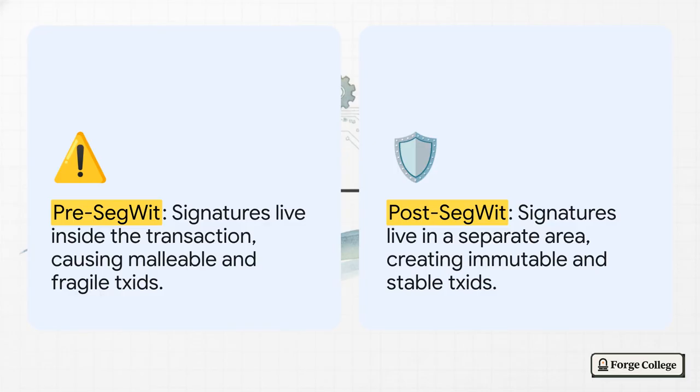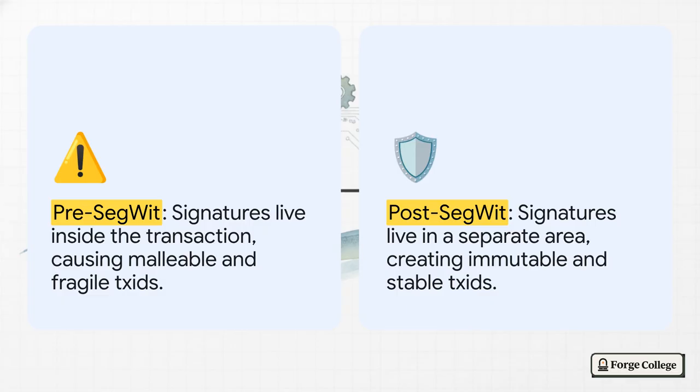Under the pre-SegWit rules, signatures lived completely inside the serialized transaction bundle, which caused those malleable, fragile txids we just talked about. Post-SegWit, engineers introduced a new rule where signatures live in a completely separate witness area, creating perfectly stable txids. Think of it like this. Your transaction data is your wallet, and your signature is your ID card. Under the old system, you basically had to staple your ID card to the outside of your wallet.